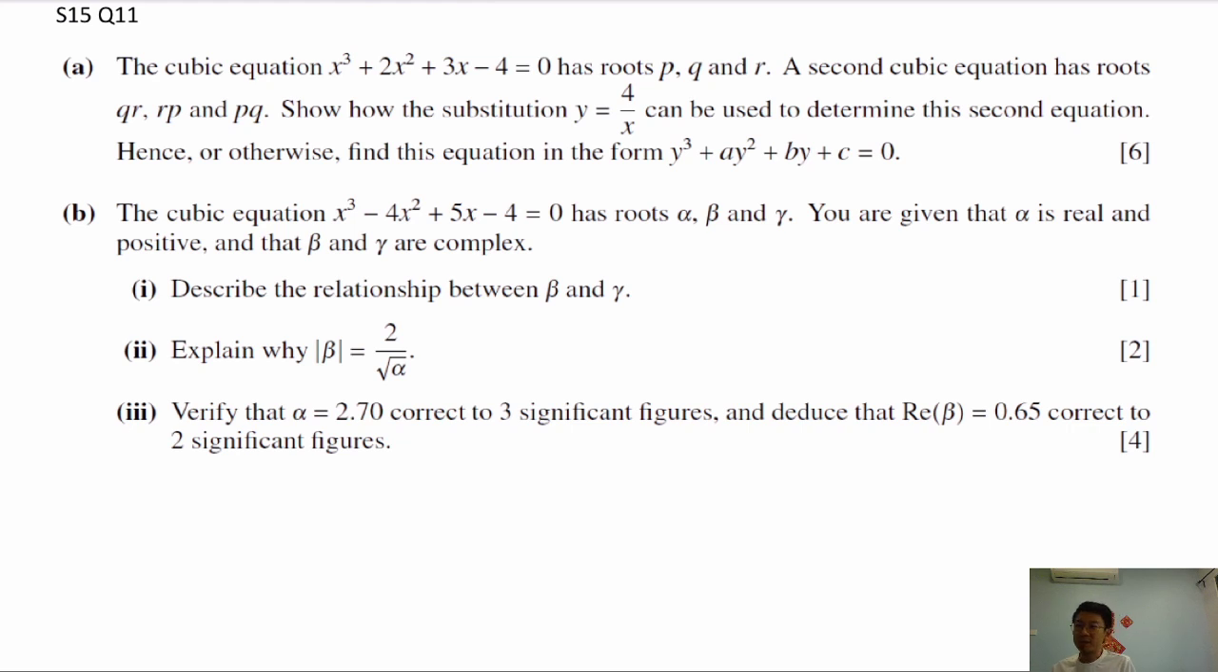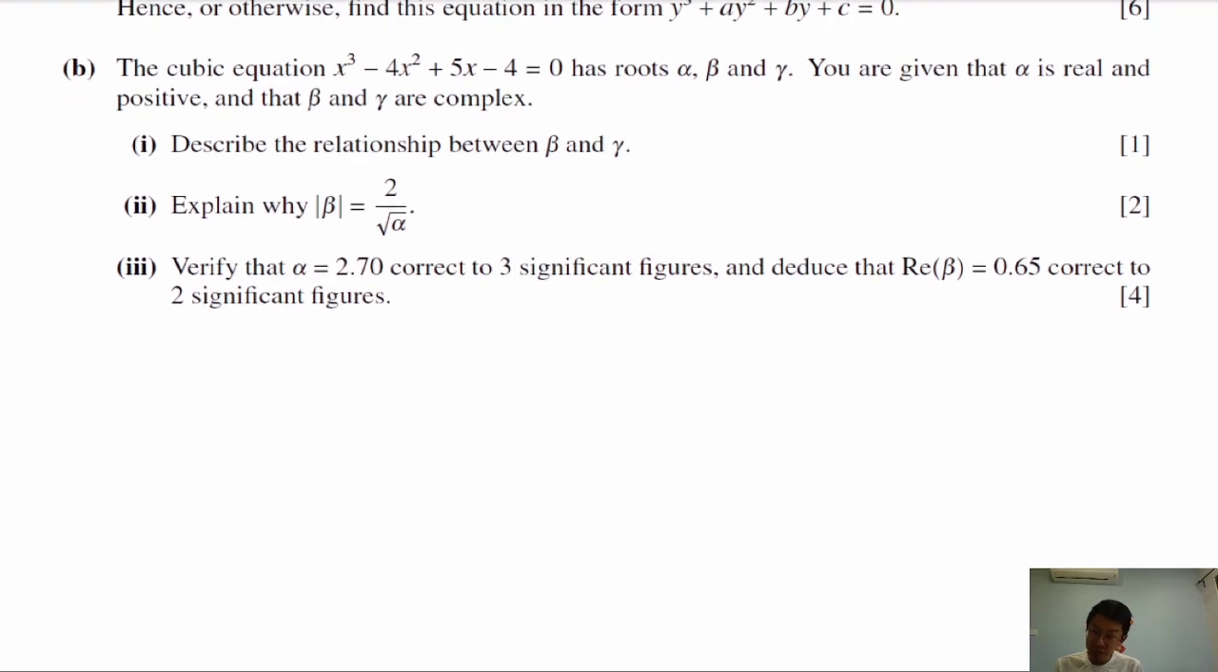Okay, let's look at the question. For part A, this cubic equation has roots p, q, r, and we are supposed to find another equation which has roots qr, rp, and pq. So show how the substitution y equals 4 over x can be used to determine this second equation.